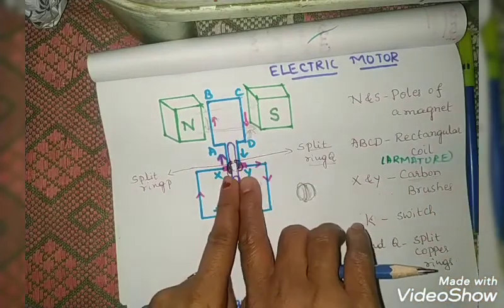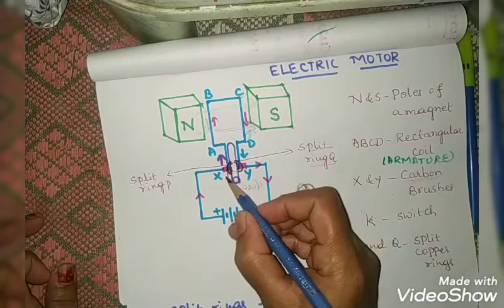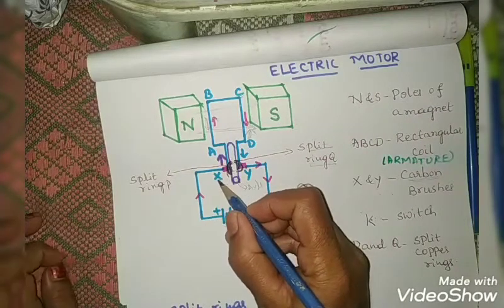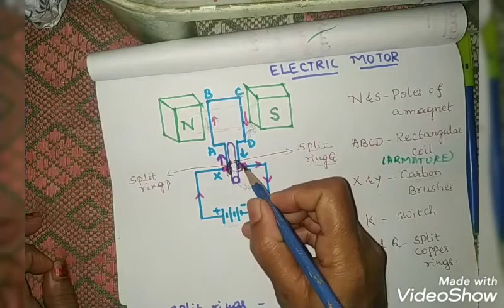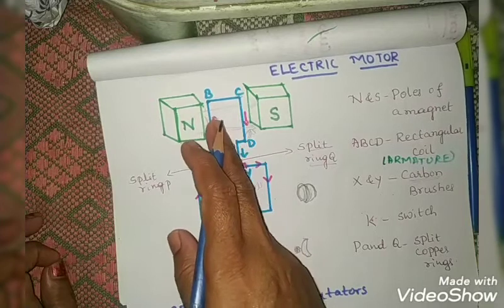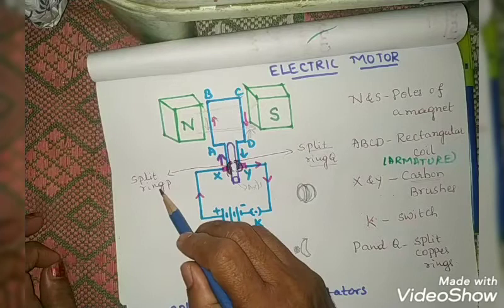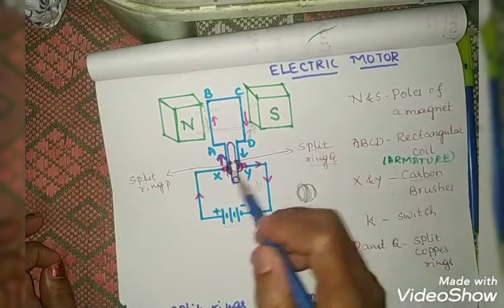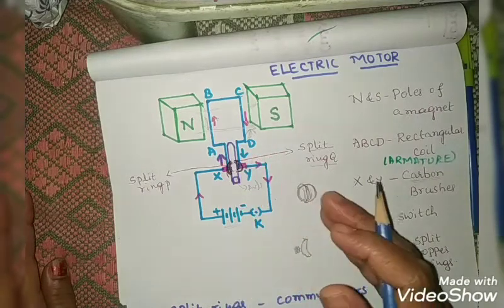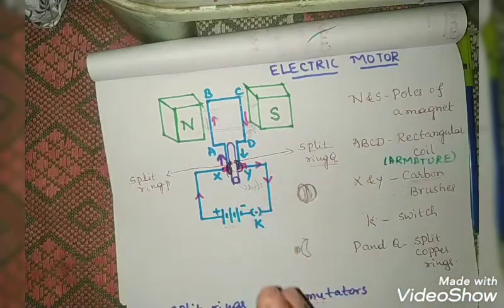At that time what happened here? The split rings have changed their contact. In the beginning, split ring P was in contact with brush X, and Q was in contact with brush Y. But in the next half rotation, when it rotates half a turn, split ring P comes in contact with Y, split ring Q comes in contact with X. In that way, it makes the continuous rotation of the copper coil, that is the rectangular coil.